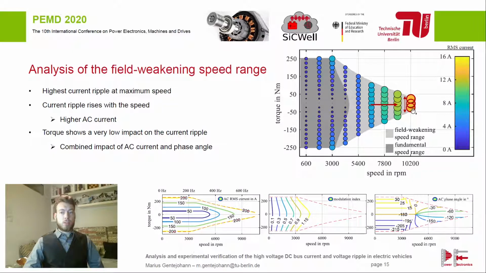In contrast, the current ripple appears to be almost independent of the torque. The AC current and the phase angle have contrary impacts on the current ripple, which in sum cancel out each other.